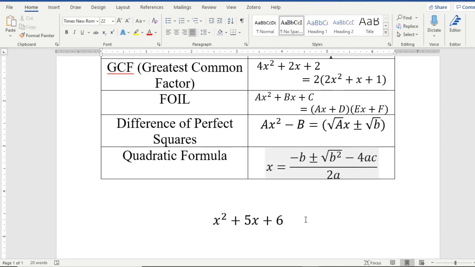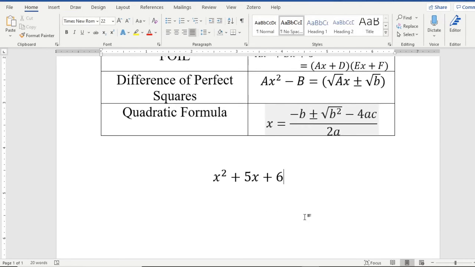So next step is try to FOIL. So how FOIL works, I'm going to find factors of 6 that will add to 5 when they're both positive in this case. This sign shows me they're both the same. This one says they're both positive. Alright, so let's go factors of 6. So it's x plus and x plus. Factors of 6 are 1 and 6, which adds to 7, and 2 and 3, which do add to 5. So that is factored through FOIL.